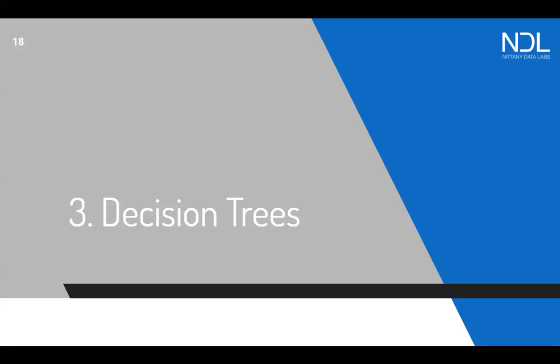Okay, so the last thing we're going to talk about today is decision trees. This is a lot simpler than the other ones. Anybody quickly want to tell me what a decision tree is? Okay, anybody want to tell me what a tree is? A bunch of nodes that lead to other nodes.